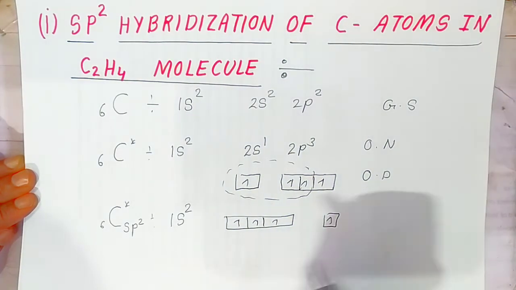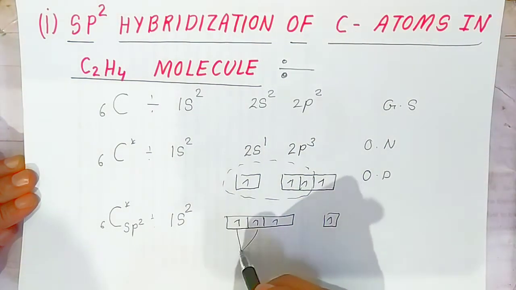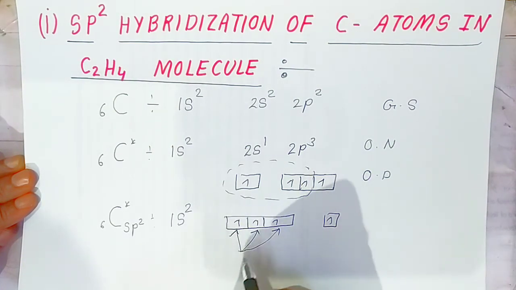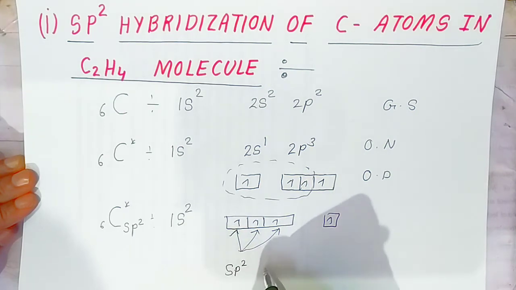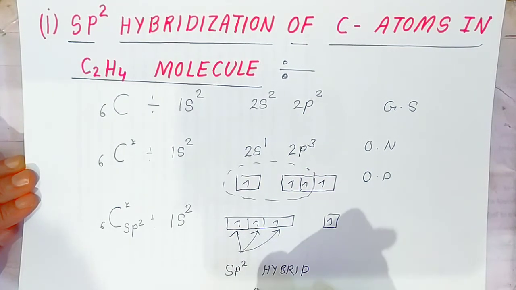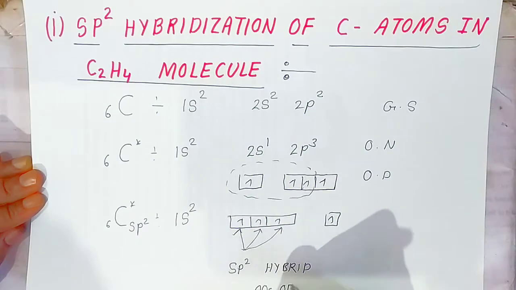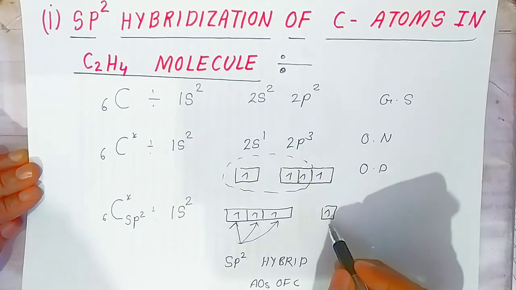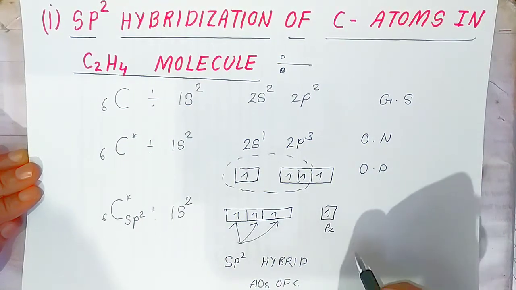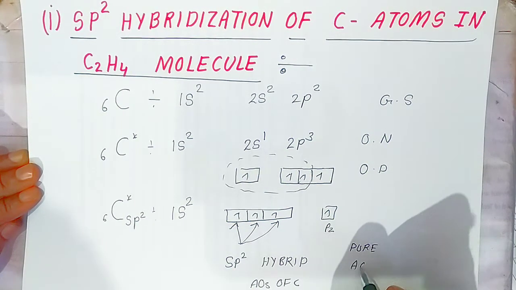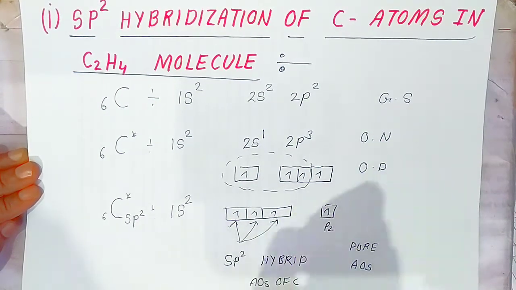This is also having 1. So these 3 are called what? All are having 1 unpaired electron. This is the sp2 hybrid atomic orbitals of carbon, and this 1 electron is in a pure atomic orbital, that is pz. It is a pure atomic orbital which is not participating in the hybridization.